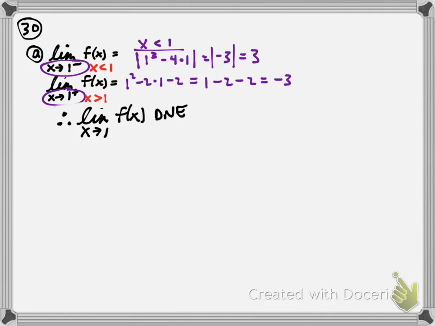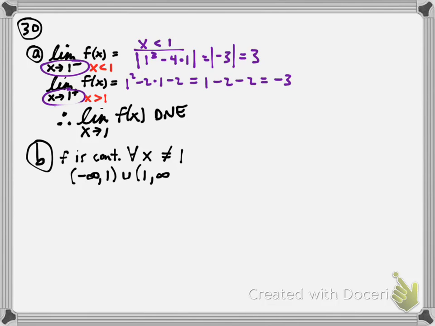Well, we can see the limit doesn't exist. So f is continuous for all values of x, for all. That's what that upside down capital A represents. For all values of x that are not equal to 1, because f can't be continuous if the limit doesn't exist at 1. So all real numbers except for 1, you can write it in terms of interval notation if you like, or you can just write all real numbers except for 1.